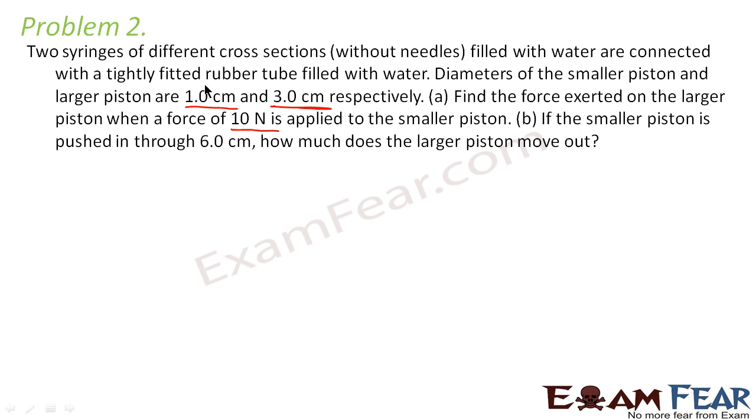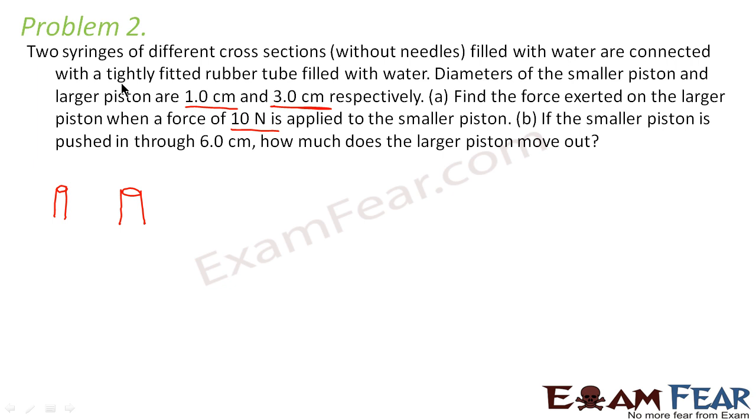To understand this, just try to look at the first sentence. Two syringes of different cross-sectional area filled with water. That means, let us suppose you have two syringes. This is one syringe and this is another syringe. Both have different cross-sectional area. One has a smaller cross-sectional area and the other has a larger.